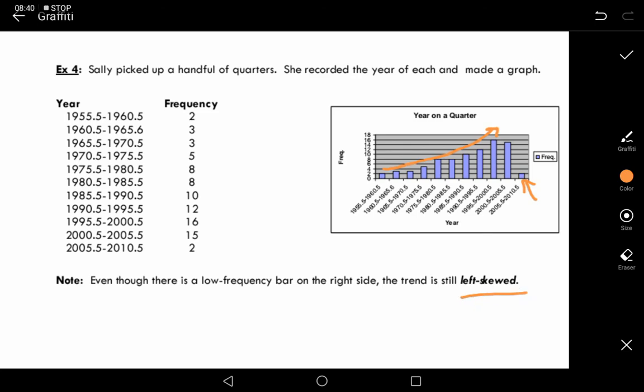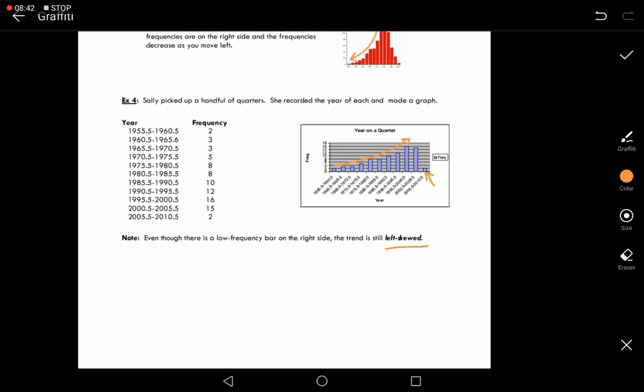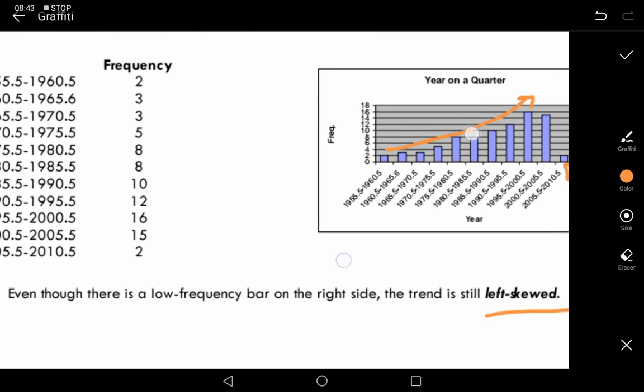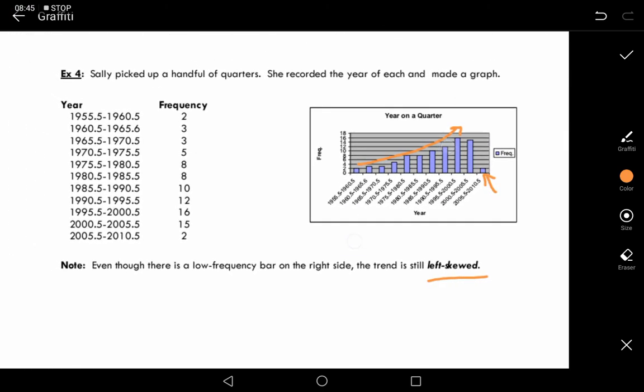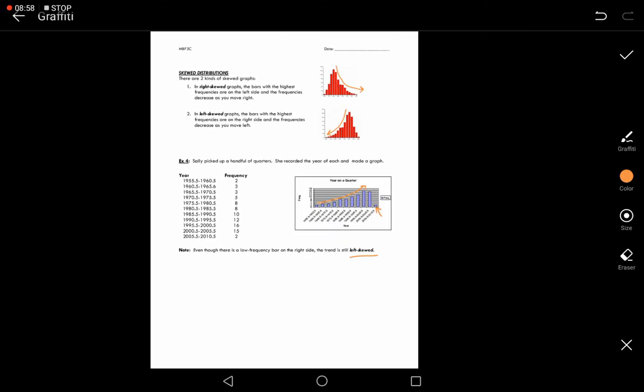Okay, if it were right skewed, that would mean that she would have most of her coins from 1955, 1960, all the way to 1975, right? And she would have none from the 2000s. Okay, so this was the last note of this unit. So you are done Unit 4 on statistics.